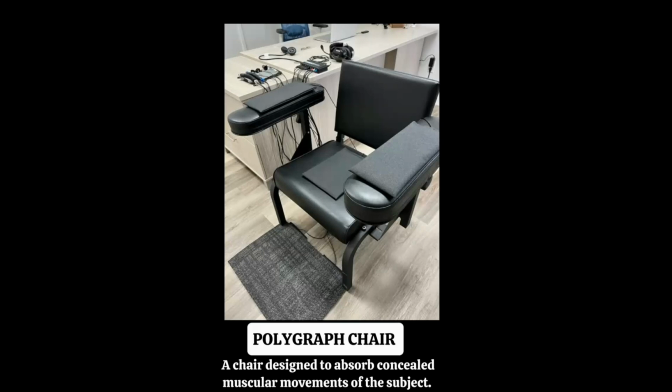So, itong polygraph chair is may mga sensors na nade-detect yung mga small body movement. Yung goal ng chair na to is to help the polygraph machine to get accurate readings of breathing, heart rate, and sweat.